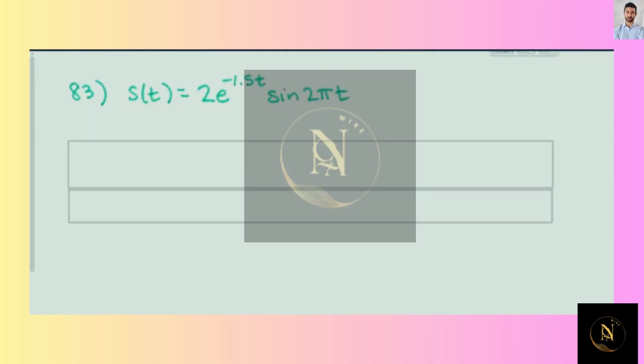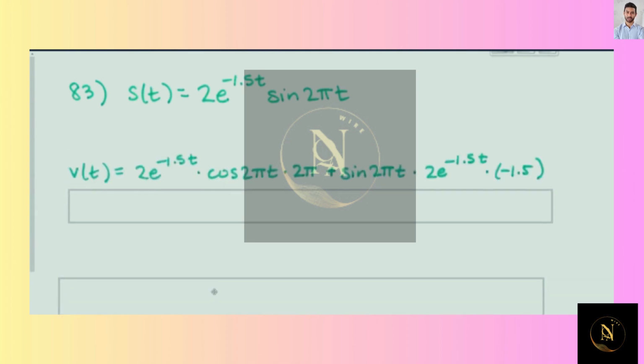All right, so here we have the equation of motion for a point on a spring. And what we want to do is find the velocity equation, and the velocity is the derivative of position. And so what we're going to do is use the product rule. So we have the first and the second.